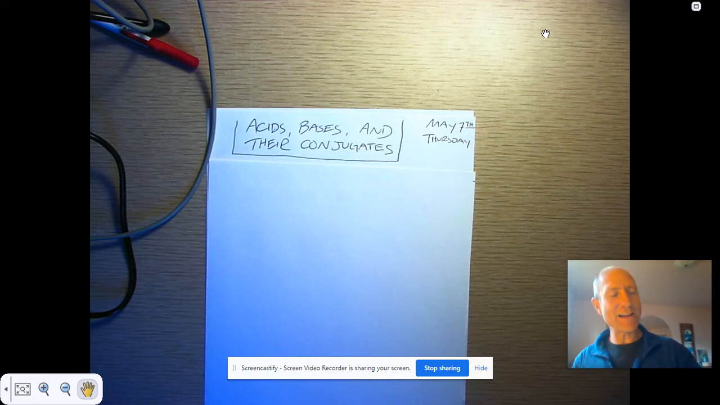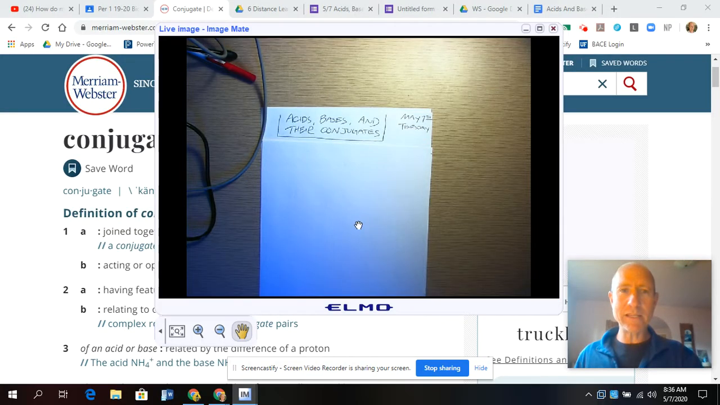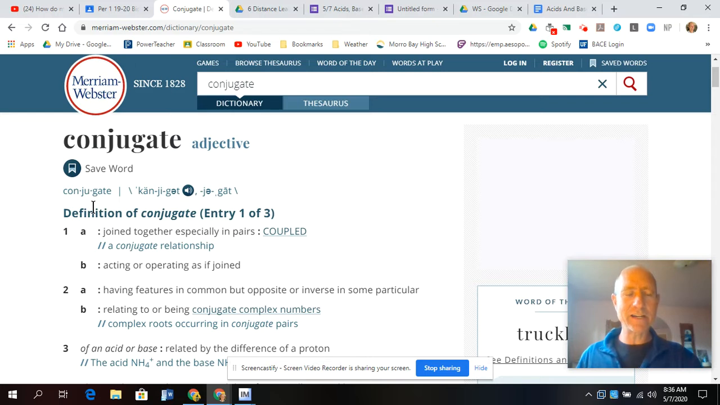Today we're going to learn about acids, bases, and their conjugates. You may have heard that word conjugate before, like conjugating verbs in Spanish class, maybe. This word's kind of similar. So here's what it means. Let's go to the dictionary.